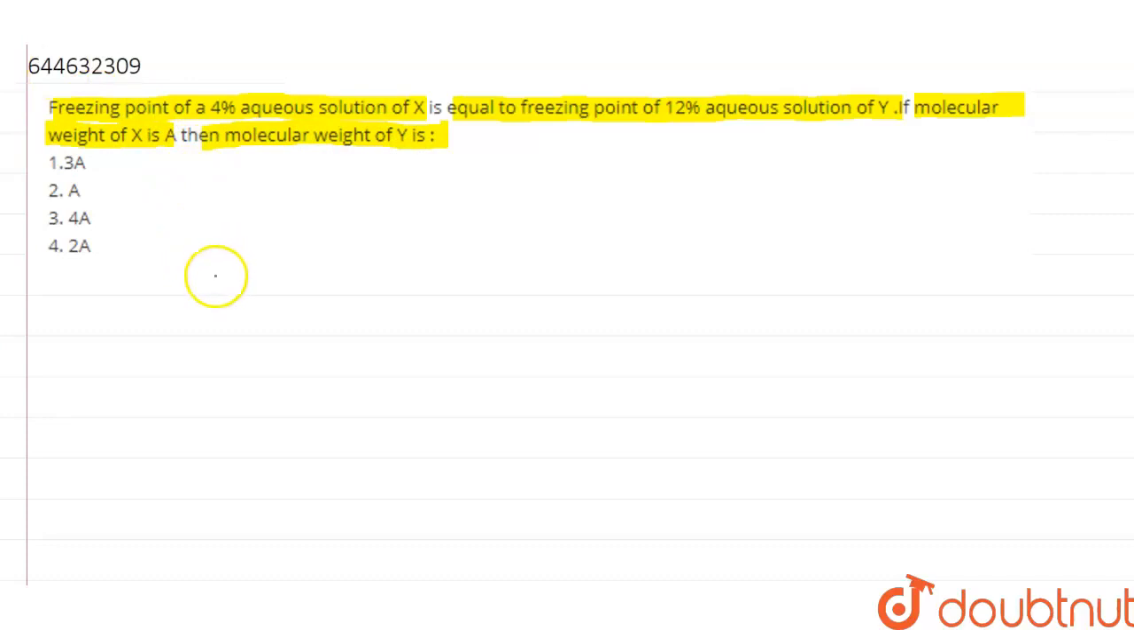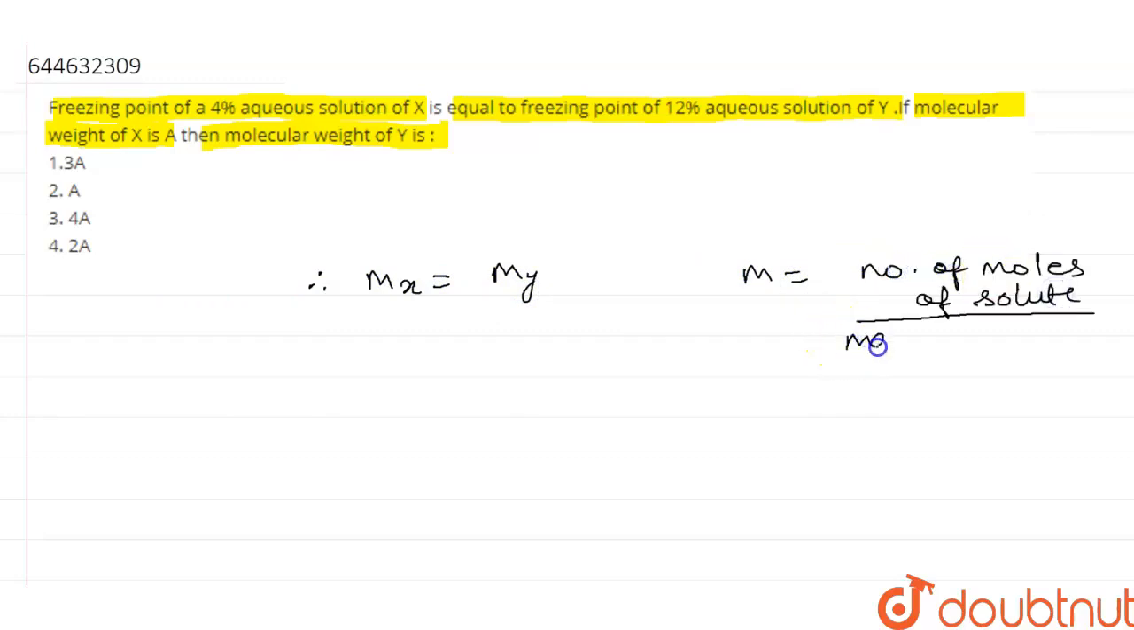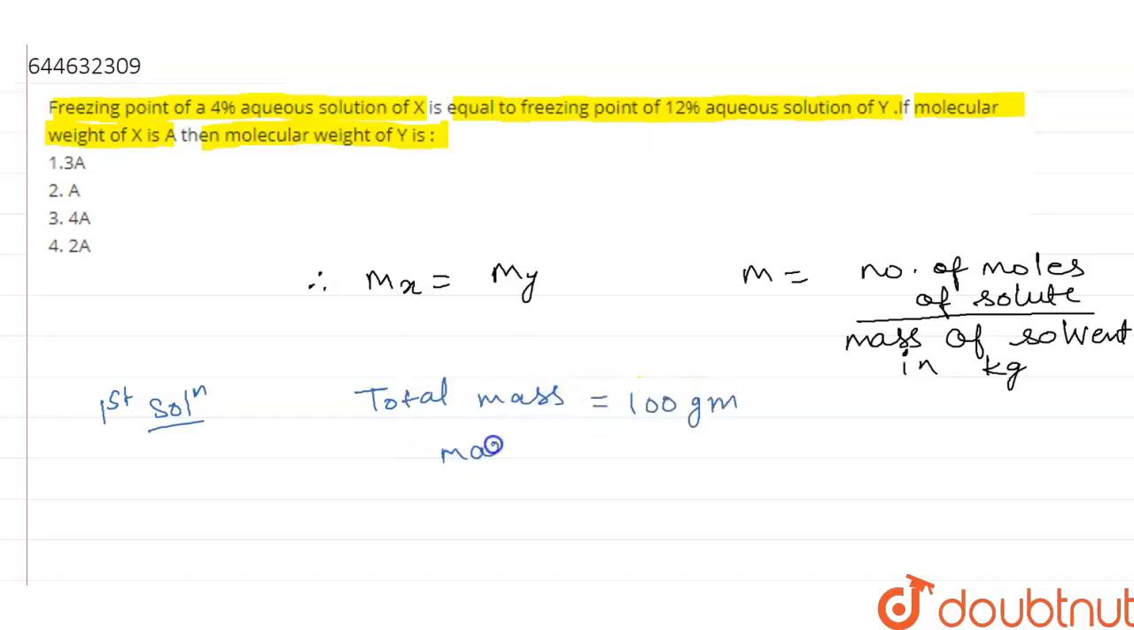So for the same freezing point, the molality of both the solutions should be the same. So therefore, MX is equal to MY. Molality M is equal to the number of moles of solute divided by the mass of solvent in kg. For the first solution, if the aqueous solution of X has total mass equal to 100 gram, then the mass of X is equal to 4 gram because we have a 4% aqueous solution of X, and the mass of water is equal to 96 gram because the remaining is water.